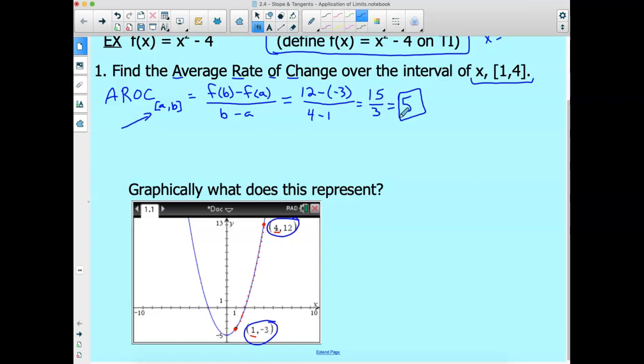So bottom line, the average rate of change from 1 to 4 is going to be 5, and it is simply the slope between 2 points.